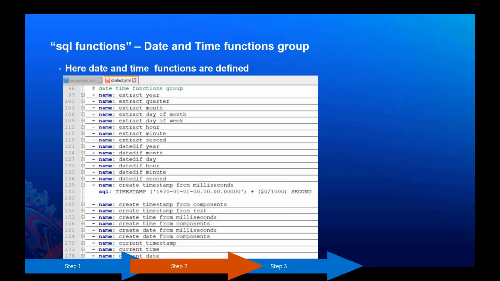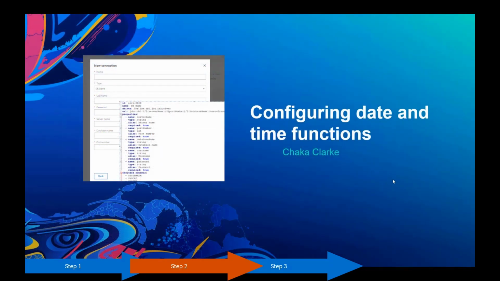The next section is the date and time functions. We have three types of functions. Here we extract different date parts. We also set what date diff functions are for the different date parts, and then allow users to create timestamps from a millisecond calculation. So in our demo, we look at how we can find these functions and how to configure these date and time functions.